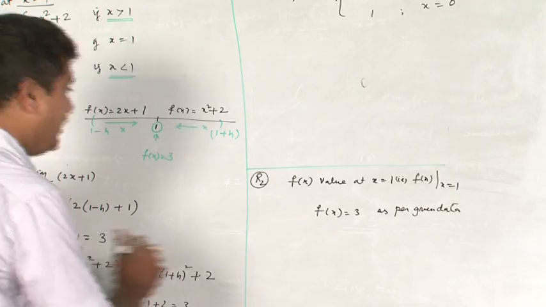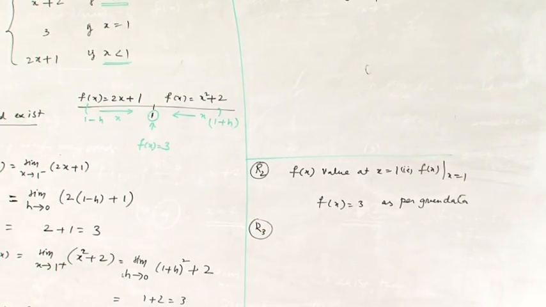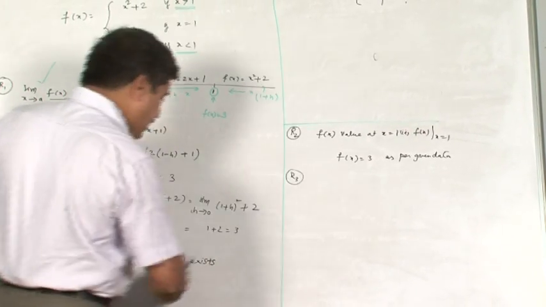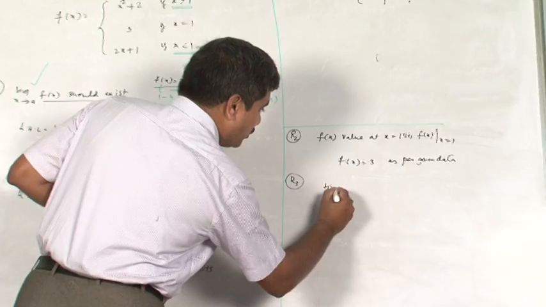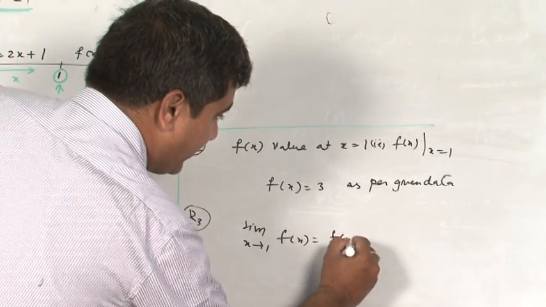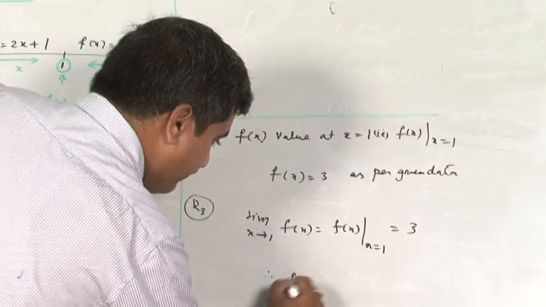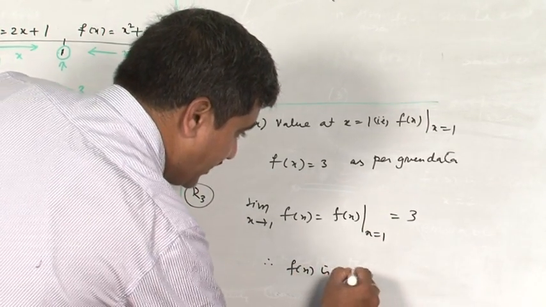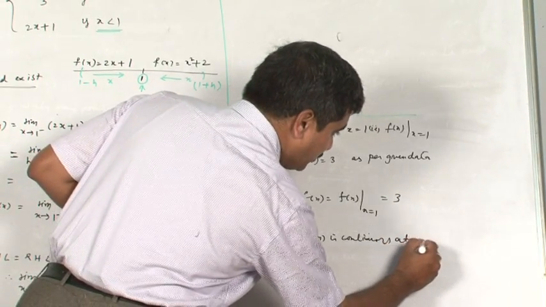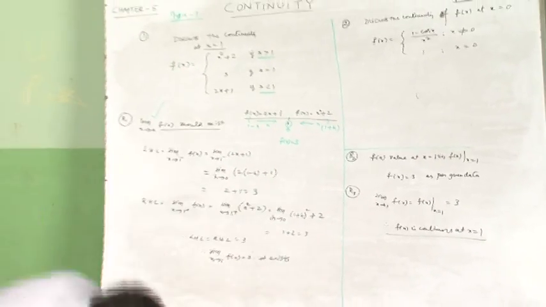Then, rule 3 establishes that the limit x tends to 1 of f of x and the value of f of 1 are absolutely equal. So limit x tends to 1 f of x is equal to f of 1 is equal to 3. Therefore f of x is continuous at x is equal to 1. So my problem is completed for you.